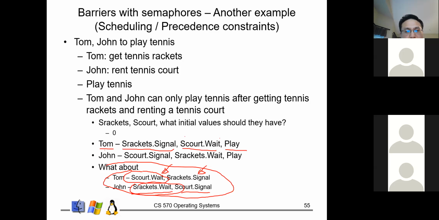So Tom will never be able to do signal on the rackets, because it's waiting on the cord. But John is waiting for the rackets, and John will not be able to do the signal on the cord, which is what Tom is waiting for. So we have a situation that we call circular wait, okay? It's like a sort of circular wait.